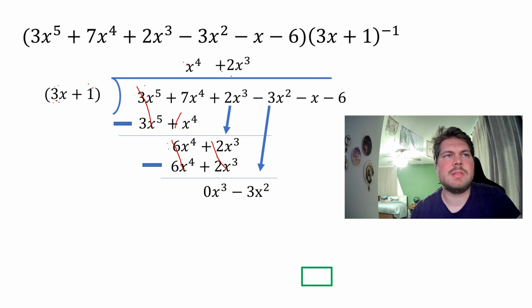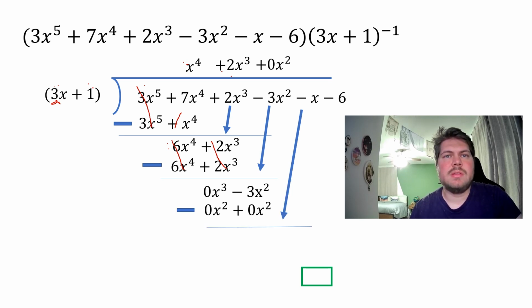Now, how many times does 3x go into 0? Well, a 0 amount of times. So 0 times 3x will be 0. 0 times 1 will be 0. So we just kind of move down to our -3x squared, and then we bring down the minus x. So how many times does 3x plus 1, or 3x, go into -3x squared?